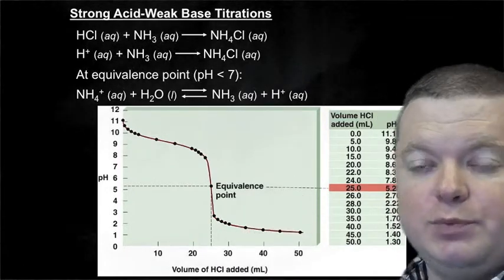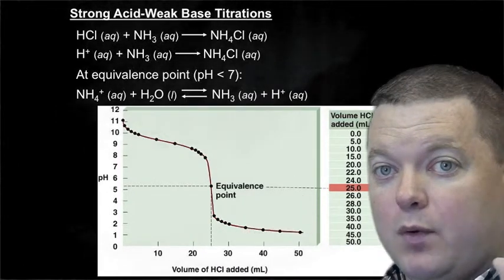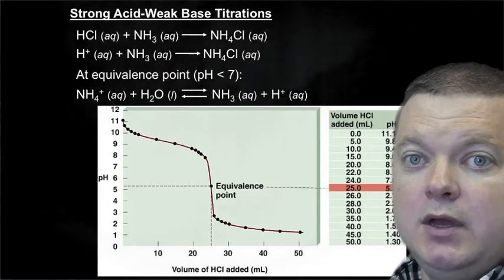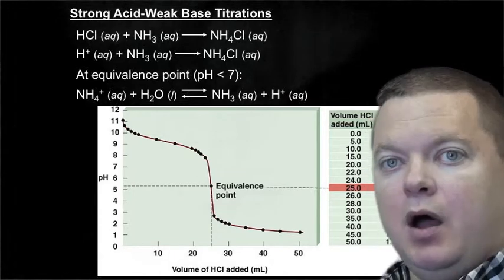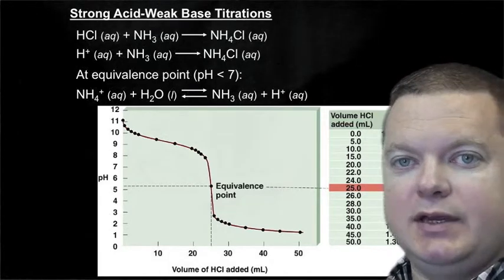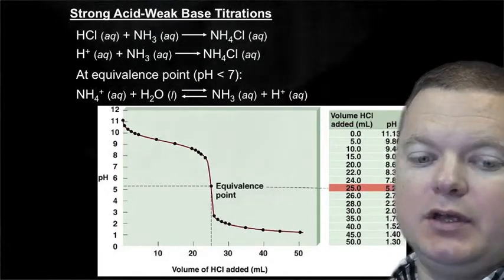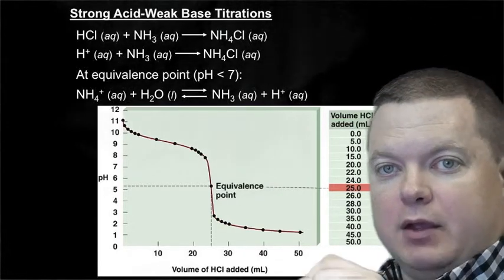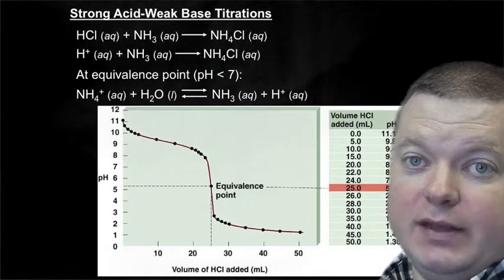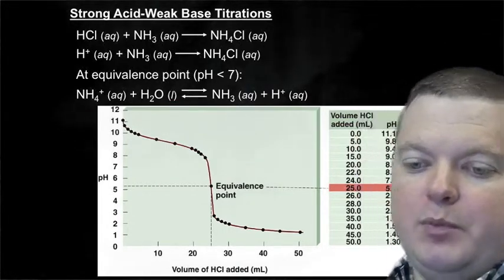At the equivalence point, we have converted all of our weak base to a weak acid. So it's one of those salt calculations. And then beyond the equivalence point, our pH is dictated by the excess amount of that strong acid that we've added. So we're just going to be calculating how much strong acid we have in excess and calculating the pH from there.